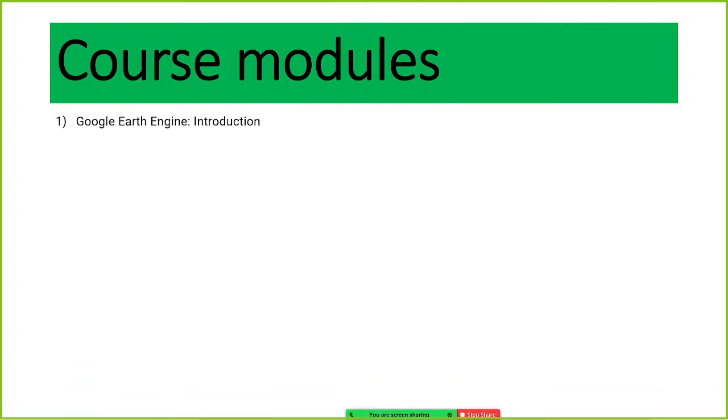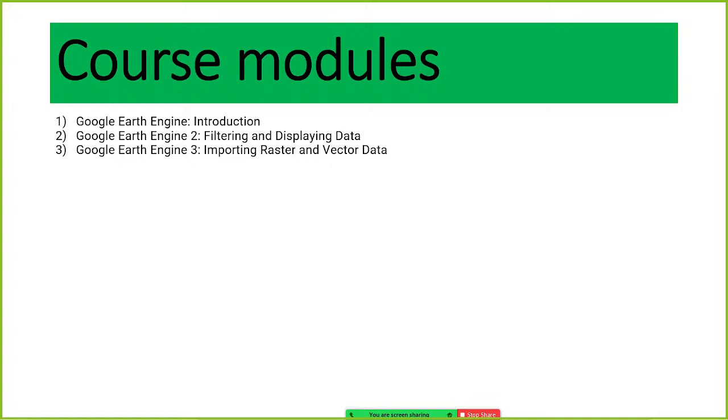First of all, I will discuss the Google Earth Engine introduction, then how you can easily filter and display the data. Mainly in this case we will work with satellite raster data as well as vector data, and then how you can import your raster and vector data in Google Earth Engine, and then calculating with the images. In this part we will discuss how to calculate NDVI or NDWI or other indices, what the formula and the equation are, everything I will complete.